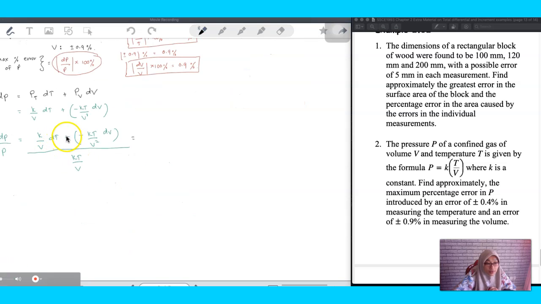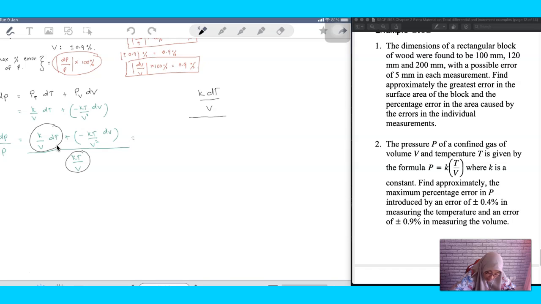Because this one is a summation, you can do the process. Let's say this one divided by this, which means that I just take out the first term, because I want to simplify. So I have K dT over V divided by KT over V. So that is the first term, that is the thing that I want to simplify. And the second one, you have plus.